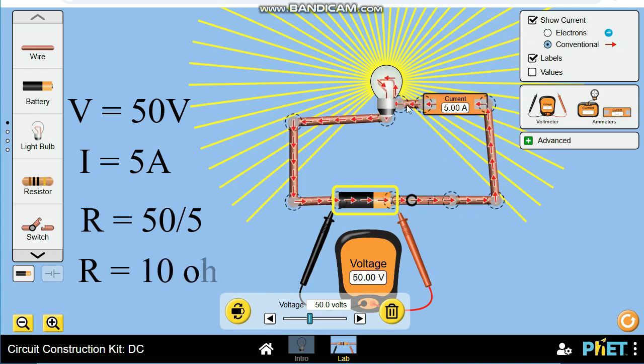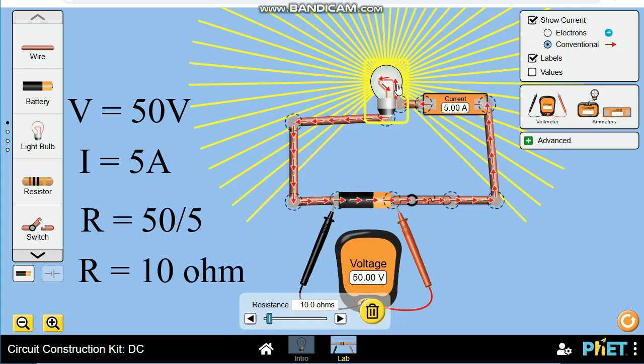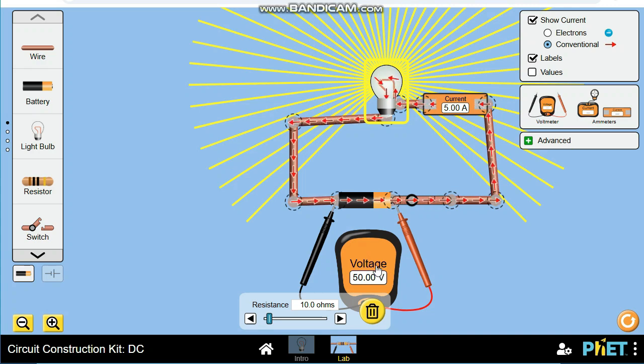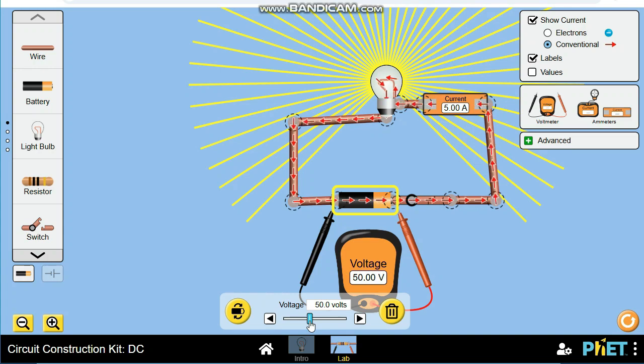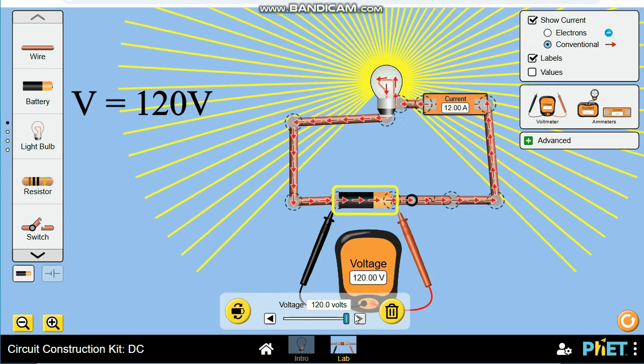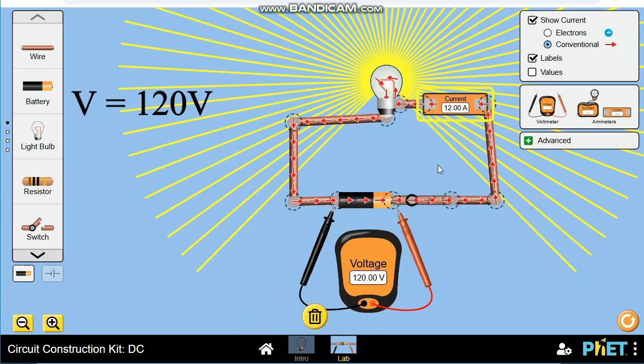Now let us check the resistance of the bulb by clicking on it. Here you can see that the resistance of the bulb is 10 ohm. Now let us change the values. That is, if we increase the voltage up to 120 volts. Now observe the value of the ammeter, which shows that the current flowing through the bulb is 12 amperes.